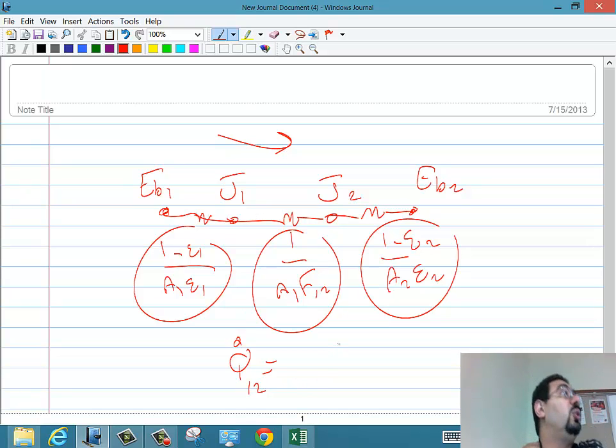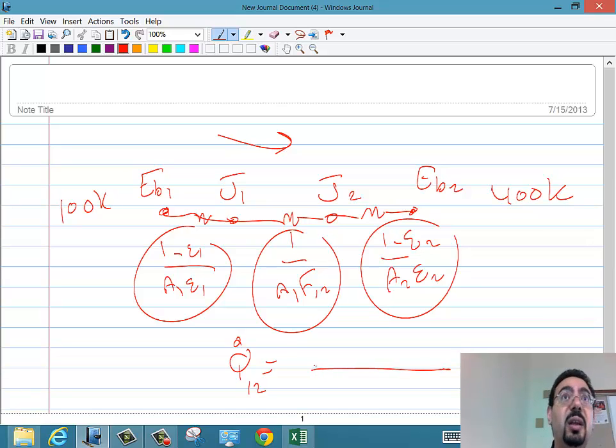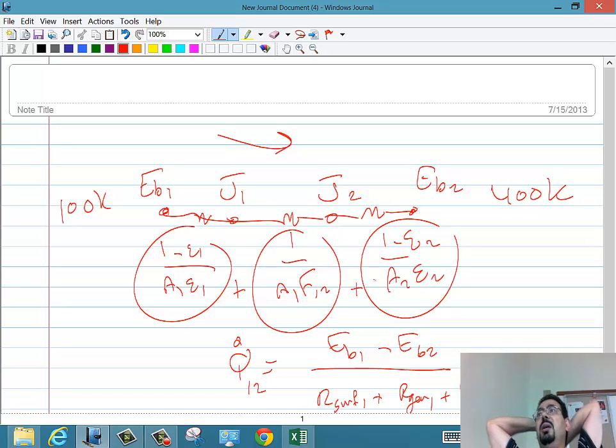And so you can calculate Q dot 1 to 2, although maybe this one is only at 100 Kelvin and this one at say 400 Kelvin. And you know that the heat must be coming the other way. That's okay, just write the equation and the result becomes negative. Alright? So Q12 in that direction is AB1 minus AB2 divided over all the resistance: R surface 1 plus R geometry plus R surface 2. Or basically this plus this plus this.